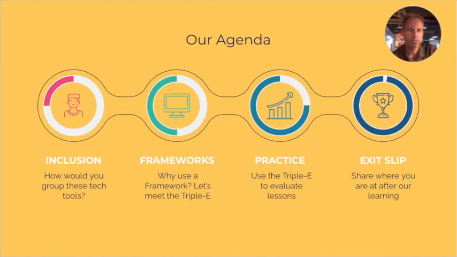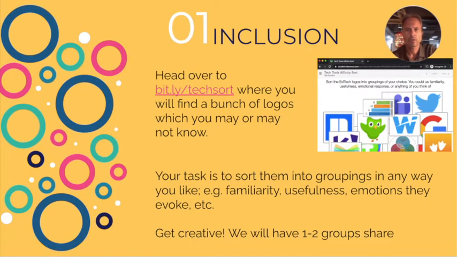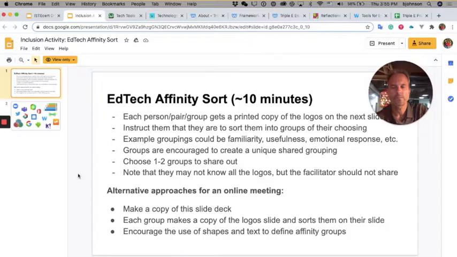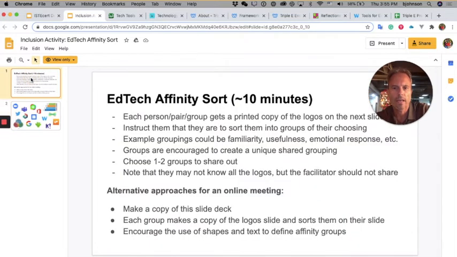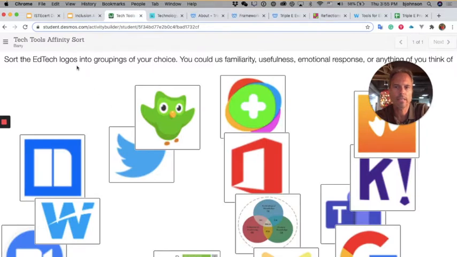So for the inclusion section, we have a warm-up activity where we're actually sorting. It's called an EdTech Affinity Sort. It takes about 10 minutes. If you're in person, you'll have these printed off and laying on your table. What we're doing here is we have some common logos that teachers might be familiar with, and then they're asked to group them any way they want, by familiarity, usefulness, emotional response, etc. For those remote learners, we have a Desmos activity where they can do this online.